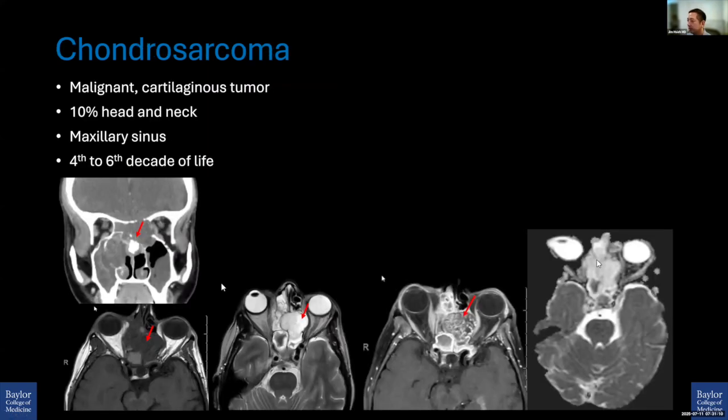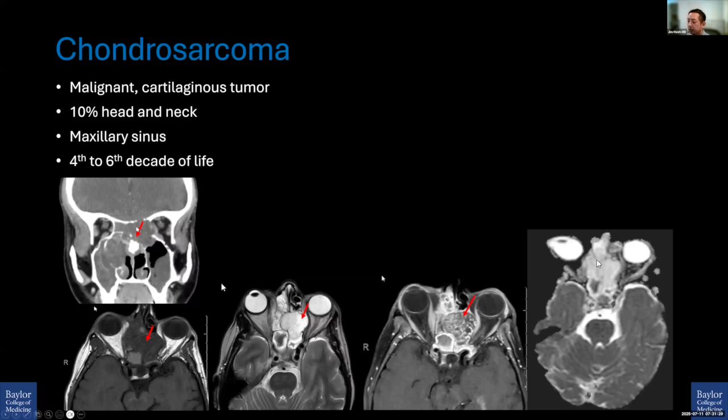Now let's talk about bony origin masses. Chondrosarcoma is a malignant cartilaginous tumor, 10% in the head and neck. Predilection for the maxillary sinus, typically occurs in the 4th to 6th decade of life. And this is a case I've already shown before.